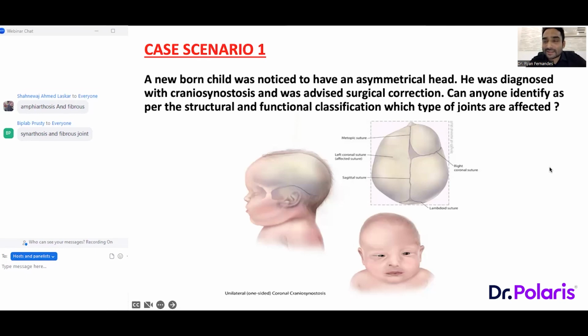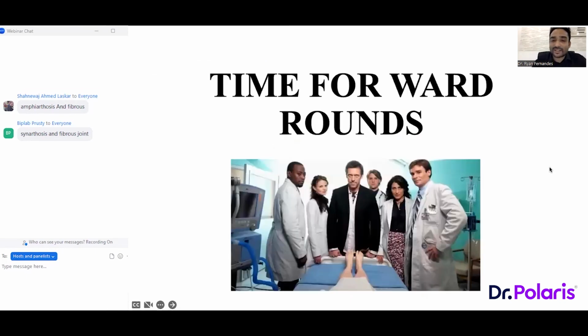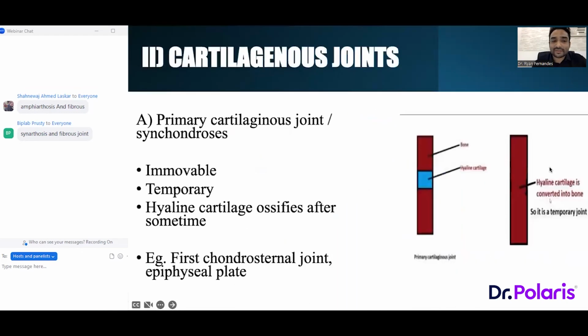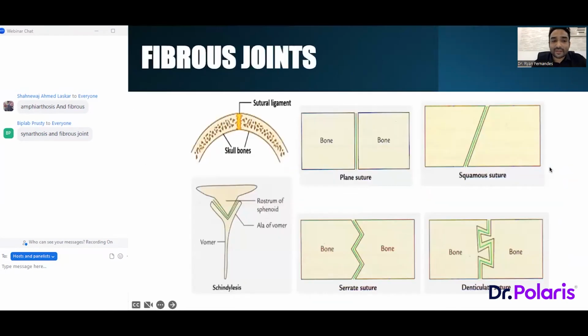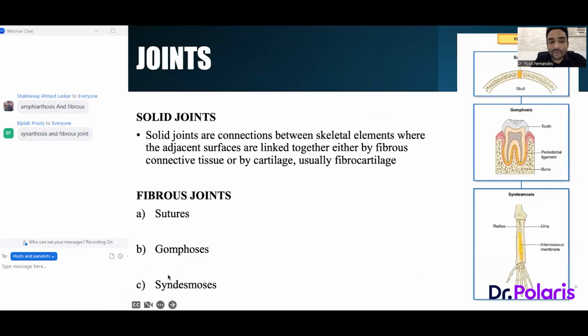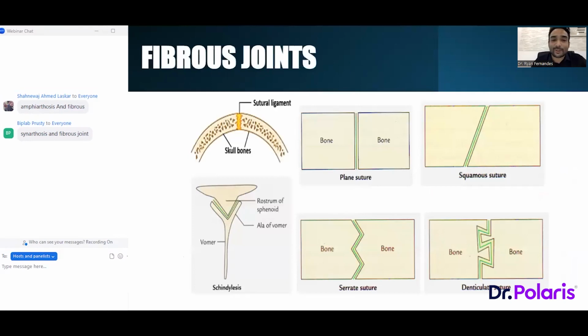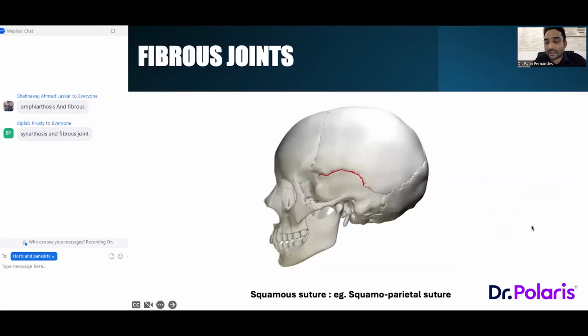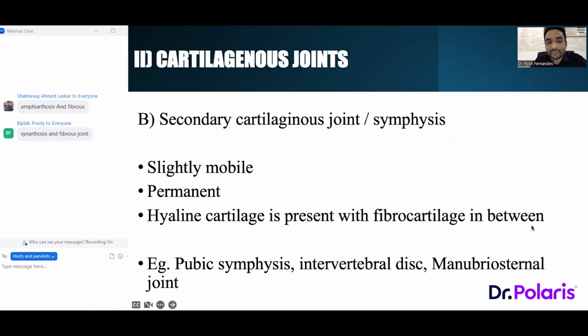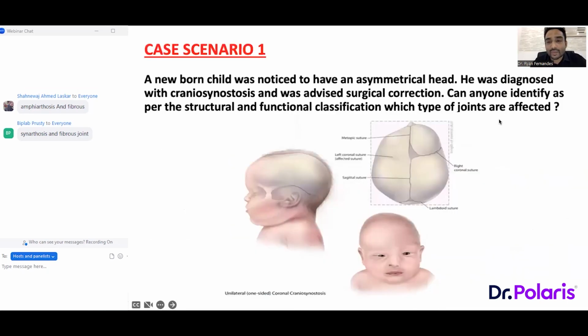sutures, gomphosis, and syndesmosis. In sutures, we further divide it into serrated, plain, squamous, schindylesis and denticulate. So now, can you tell me the complete classification? If I ask you now what kind of structural joint it is, can you give me the full classification?